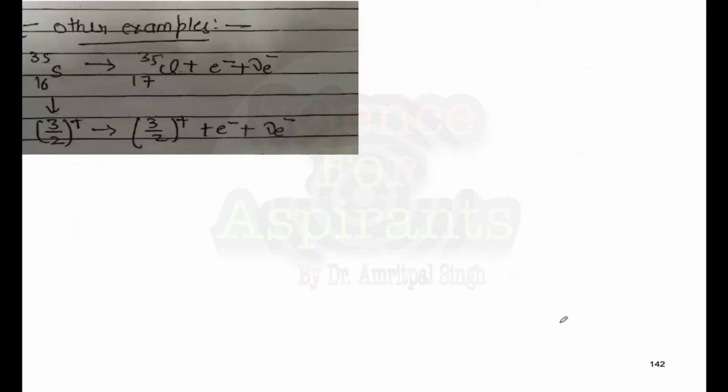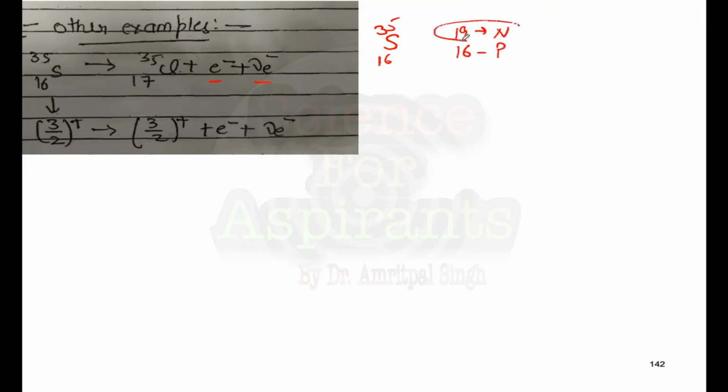So let us do one other example related to this. Now in this case, it is sulfur-35, atomic number 16, and it is being decayed into chlorine with the emission of a beta particle and antineutrino. Now you can calculate its spin. Sulfur has 16 protons and 19 neutrons.